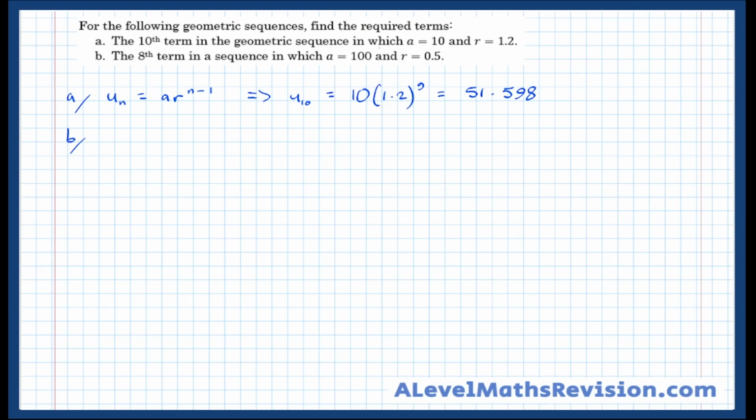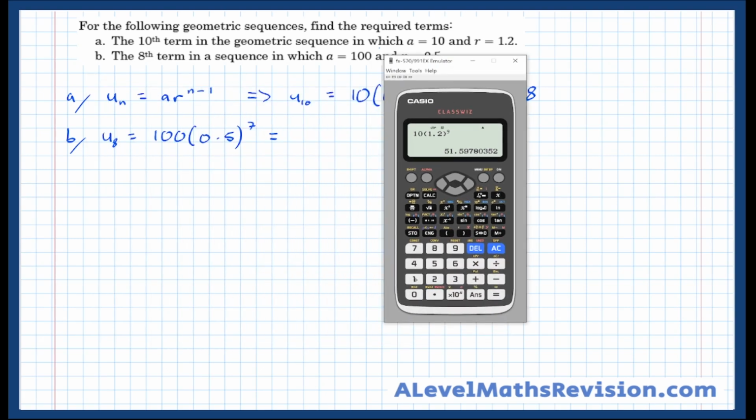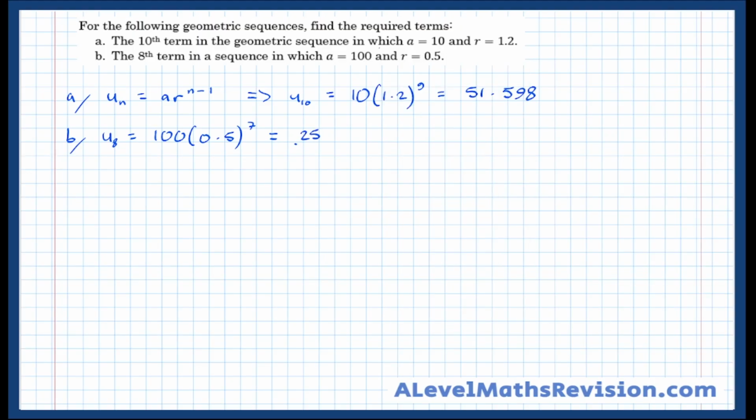Part b. The 8th term in a sequence in which a is 100 and r equals 0.5. Okay, so we've got u8 equals a, which is 100, r, which is 0.5, to the power of n minus 1, which is 7. So putting that in the calculator, ar to the n minus 1 is 25/32. Nice exact answer, so we'll leave it like that. So that's use of the nth term formula.